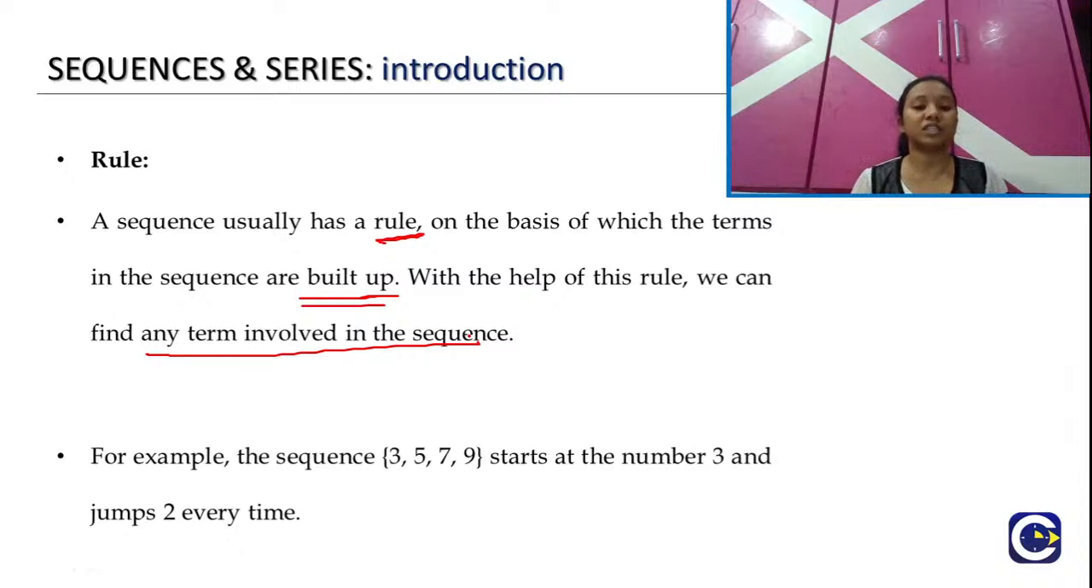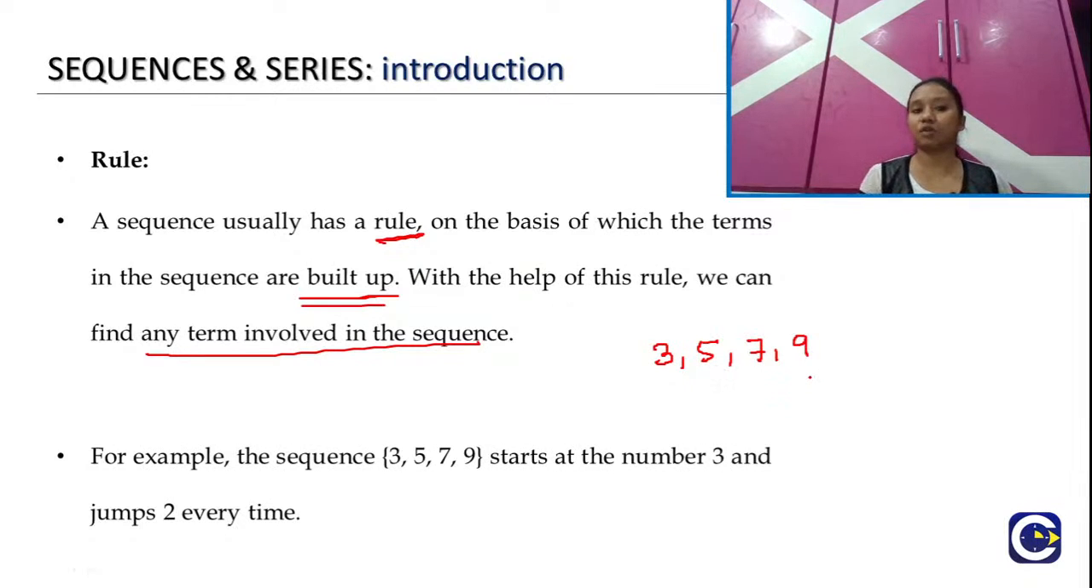You can find the second term, the 10th term, the 5th term, the 20th term. You can find any term involved in the sequence with the help of the rule. Right. So let's have a look at an example. Here the sequence which is mentioned is 3, 5, 7, 9.